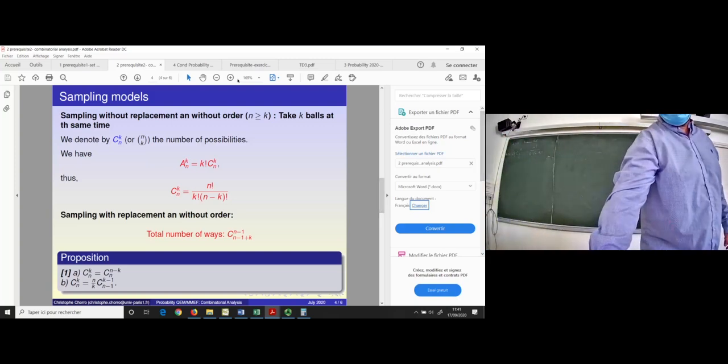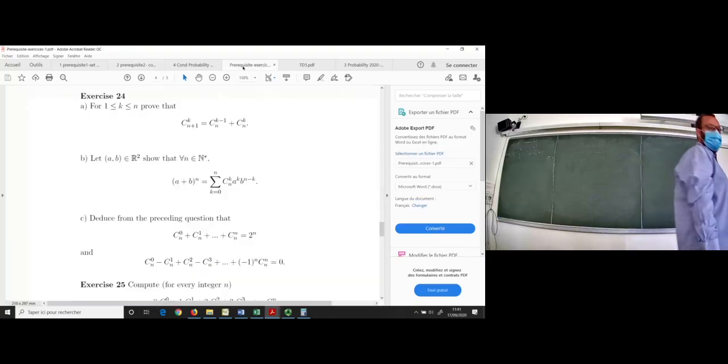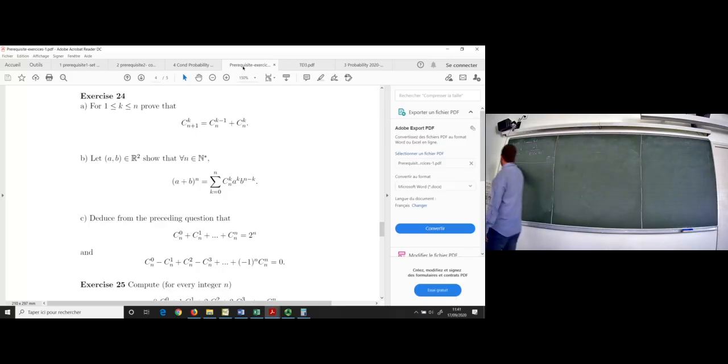So let's come back to my exercise. I have my definition, and I am able to do everything. So the first question of the exercise is to prove that, for k from 1 to n, C(n+1, k) is equal to C(n, k-1) plus C(n, k).